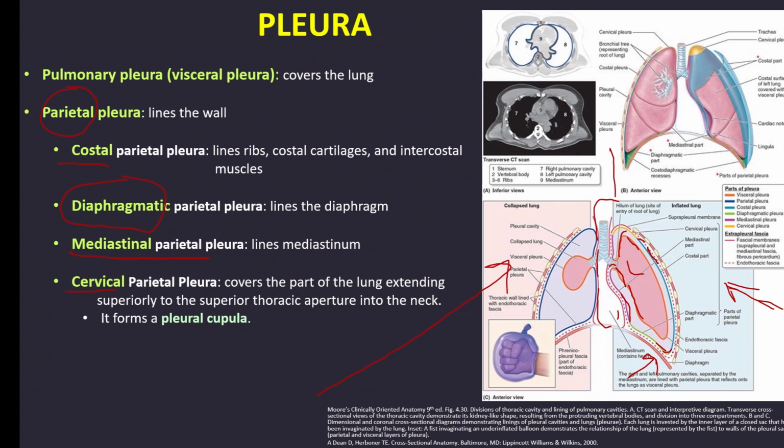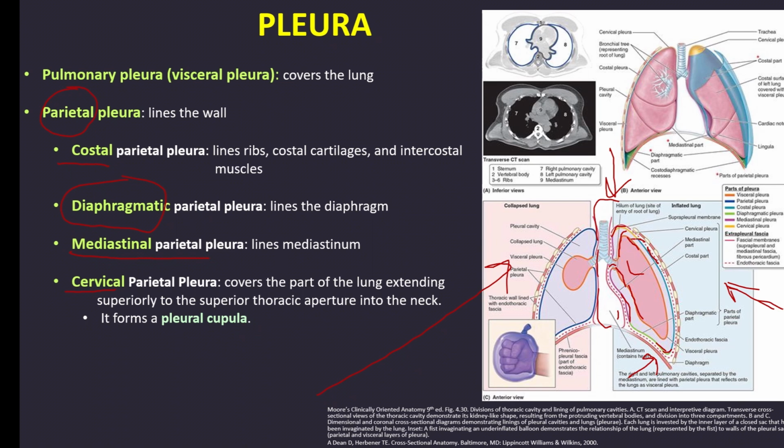Then look up here what happens. That costal pleura, the blue line, will continue above the level of the lung.